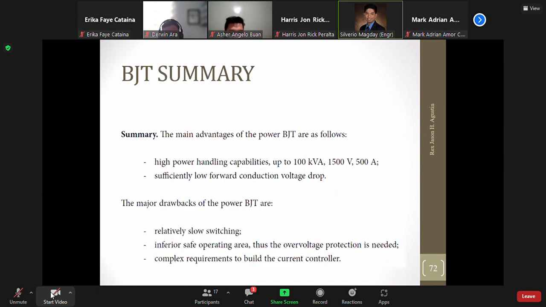The main advantage of the power BJT is its high power handling capability, up to volts or 500 amperes, with a sufficiently low forward conduction voltage drop. Its drawbacks are slow switching and an inferior safe operating area, thus over voltage protection is needed, and it requires complex drive circuits. That is all for the BJT.